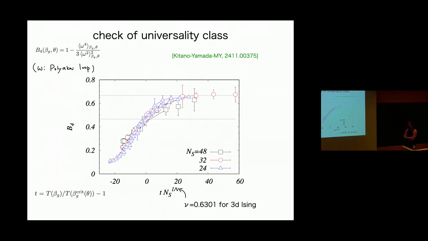NS is the number of sites. Sorry, spatial direction. Spatial direction. And t is the deviation from critical temperature. So yes, you're changing the temperature from below to above.